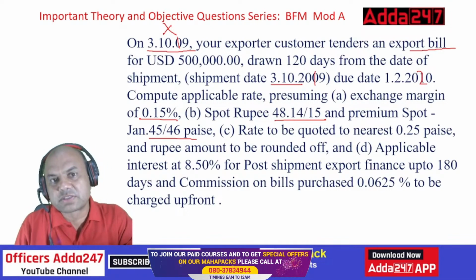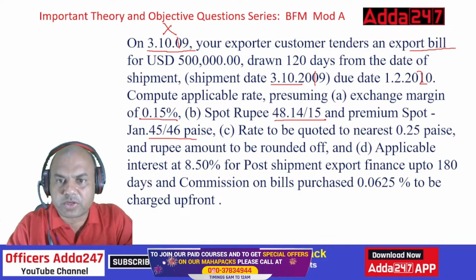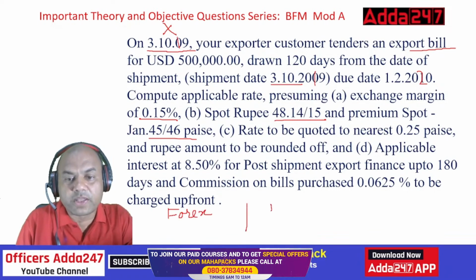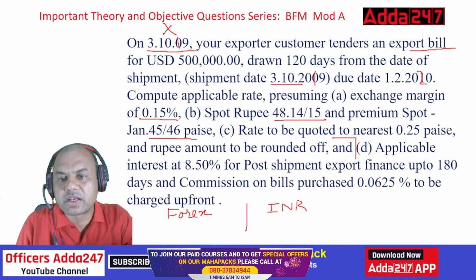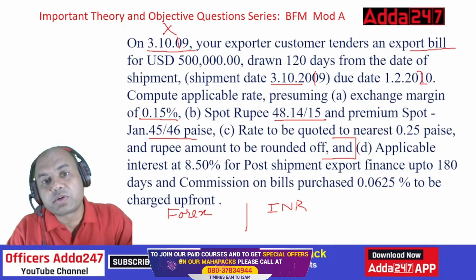So now look at this. This problem is of two parts. Remember, basically this problem is of two parts. One part is of forex, and the second part is of INR. Two financings are done over here, forex and INR financing. Up to this part, calculate the rate. Compute the applicable rate. Up to this applicable rate part, all the data relates to forex. After this, D part, everything relates to INR. So you'll have to divide this problem into two parts, right?